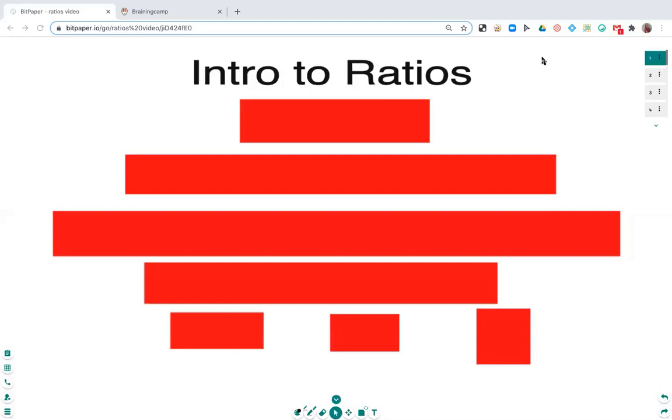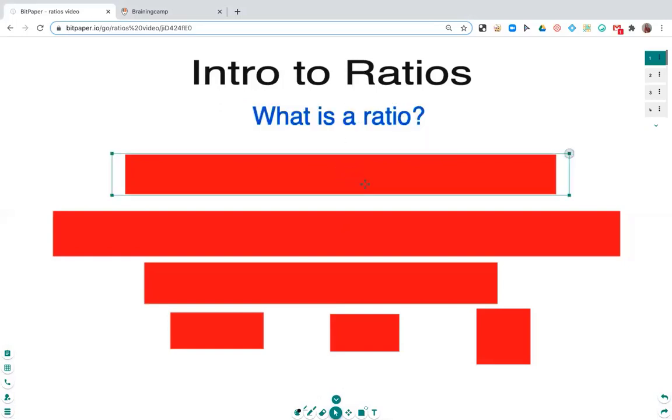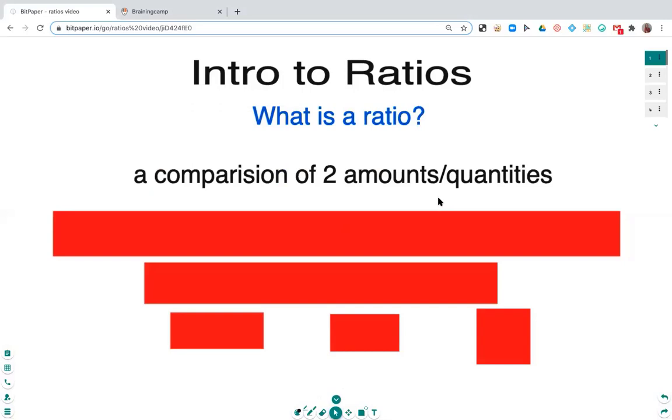Thanks for tuning in. Today I'm going to be doing a lesson on ratios. So let's get started. The first thing I'm going to discuss is, what is a ratio? Well, a ratio is a comparison of two amounts or two quantities.